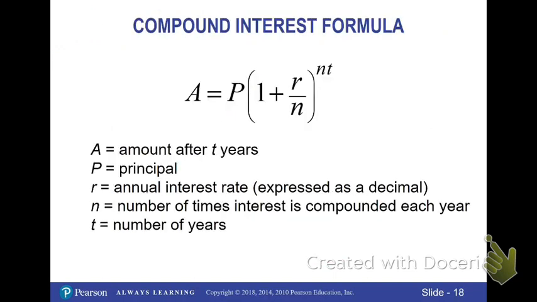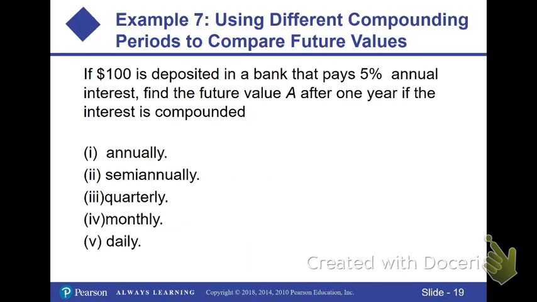All right, then we have our compound interest formula. It looks a lot like the previous one, except this time it has an N, and that N is going to be the number of times compounded each year. So you'll see compounded annually, compounded daily, compounded monthly, compounded quarterly, things like that. So N will change based on the number of times it's compounded each year. A is still the ending amount, P is still the beginning amount, R is still the interest rate as a decimal, and T is still the number of years.